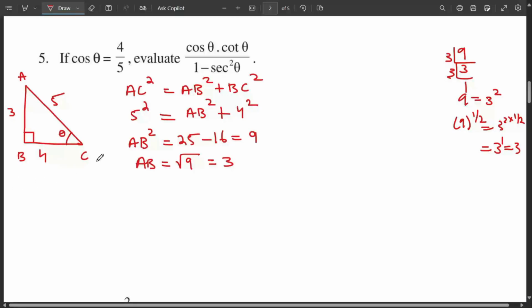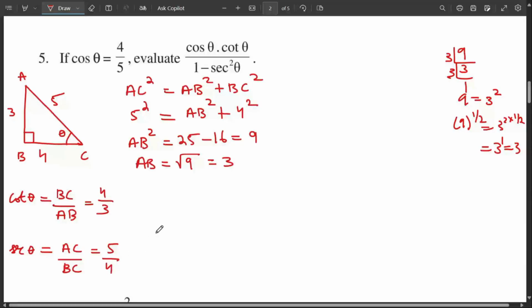So first we will find the values of cot theta and secant theta. Then we will substitute those values in this given expression. So cot theta is nothing but adjacent side BC divided by the opposite side AB. So BC is equal to 4, AB is equal to 3. Secant theta is equal to the hypotenuse AC divided by the adjacent side BC. So this is equal to 5 divided by 4.